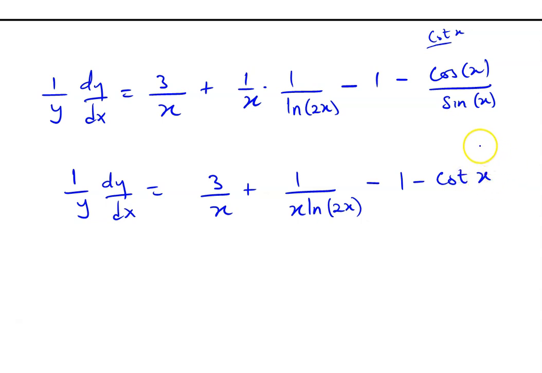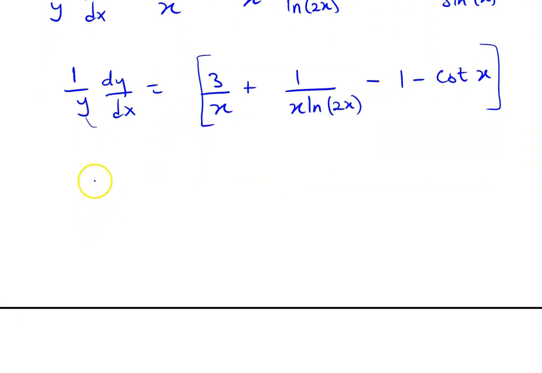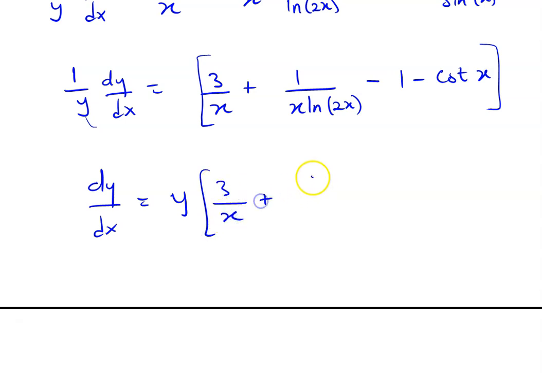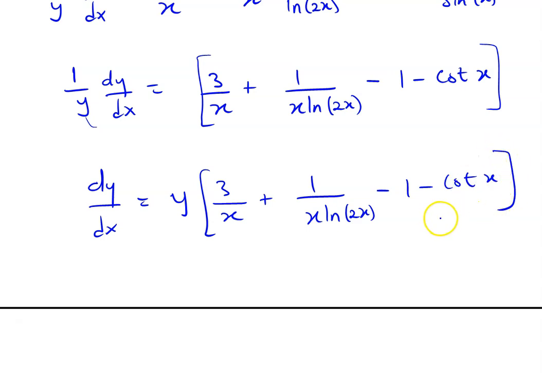Yes. So now, let's put all this into brackets because we are going to move the y by cross multiplication to this side. So at the end, we are going to get dy on dx equals what? y into bracket what? 3 over x plus 1 on what? On x, then 2x, right? Minus 1 minus cot x. Do you get it? Yes, very good.